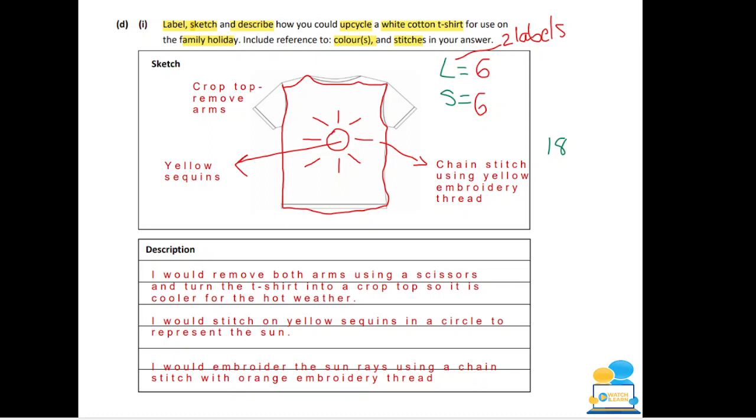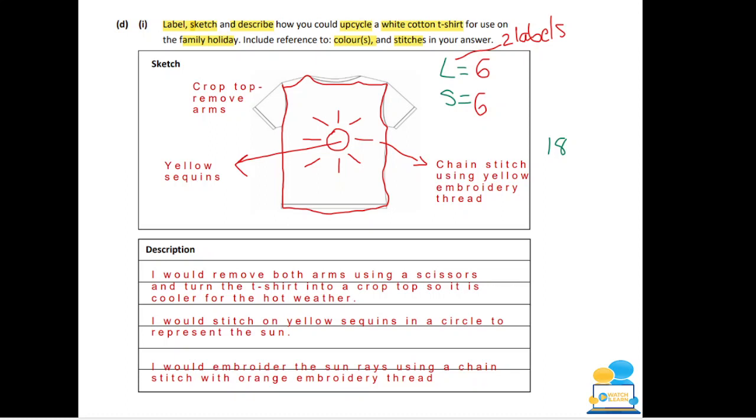Now, they're not looking for masterpieces here. As you can see, I'm not the best at drawing, but as long as the examiner can sort of make it out, you're going to be fine. So I have highlighted my 3 action verbs. I know that there's going to be quite a lot of detail in this answer. I'm going to have to upcycle. Upcycle means to change something into something else. It's a white cotton t-shirt on a family holiday, so I'm going to have to make it suited to a holiday.